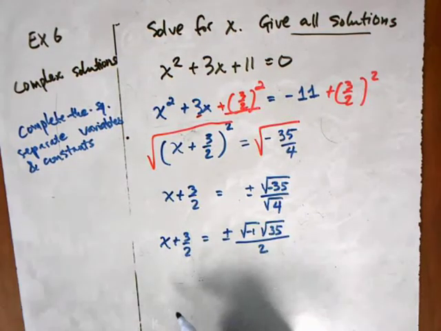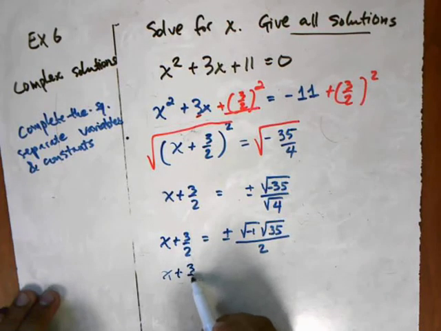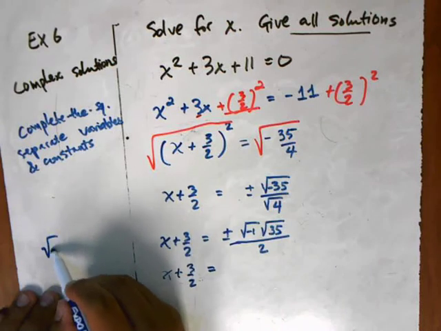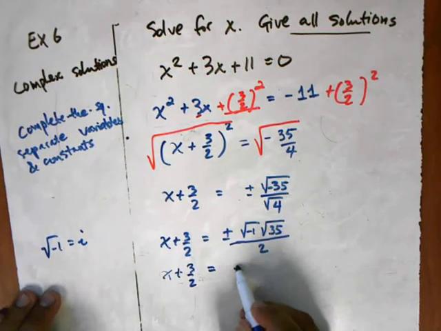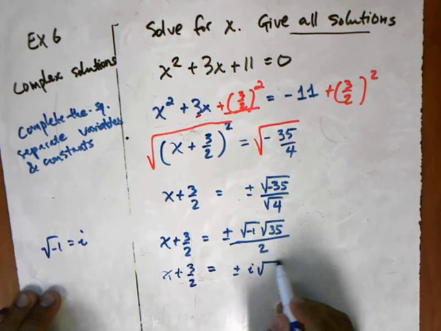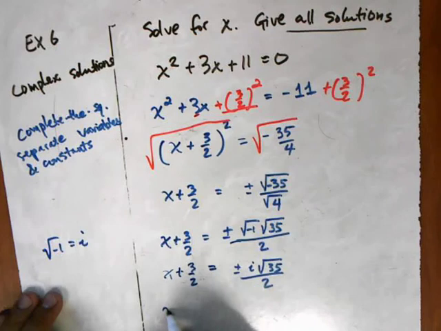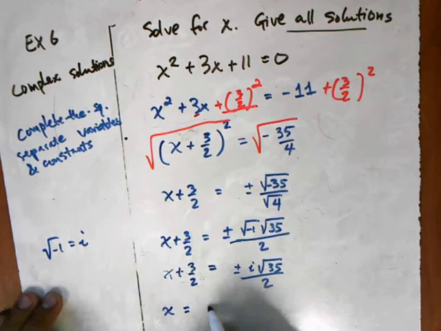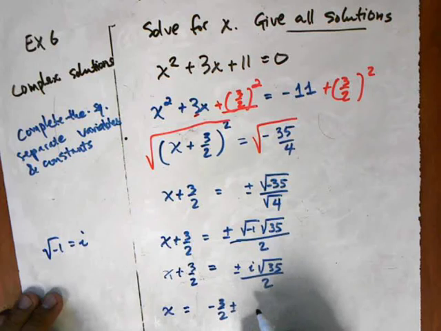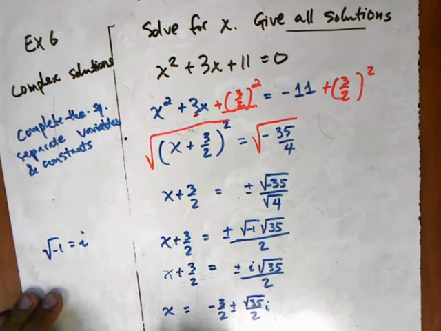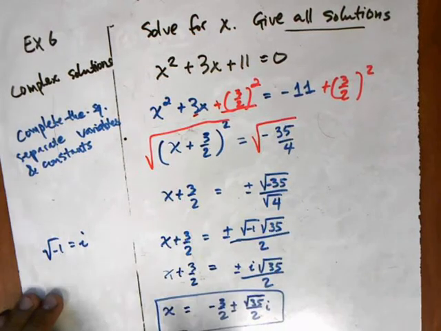I'm going to leave the left side alone for a bit and just work a little more on the right side. But we keep in mind that the square root of negative 1 is really equal to i. So this is plus or minus i times the square root of 35 over 2. And then subtract 3/2 from both sides. So we get x equals negative 3/2 plus or minus, I'm going to move this i to the end, the square root of 35 over 2 times i. And that's my final answer.